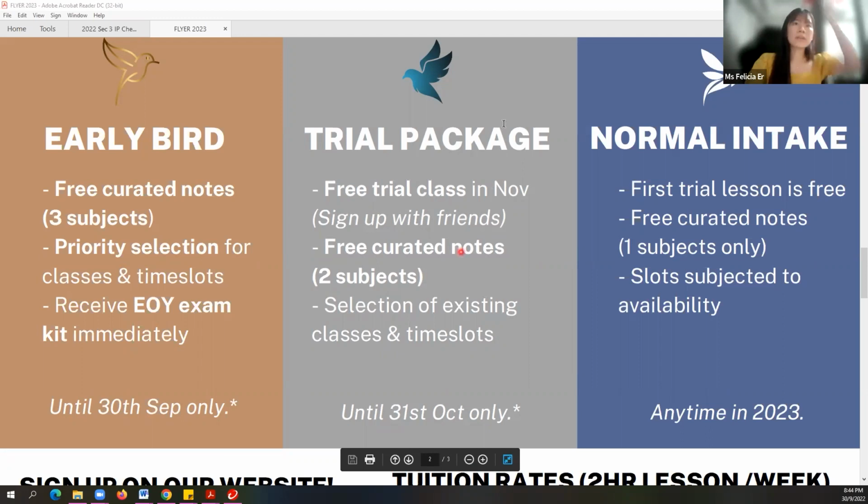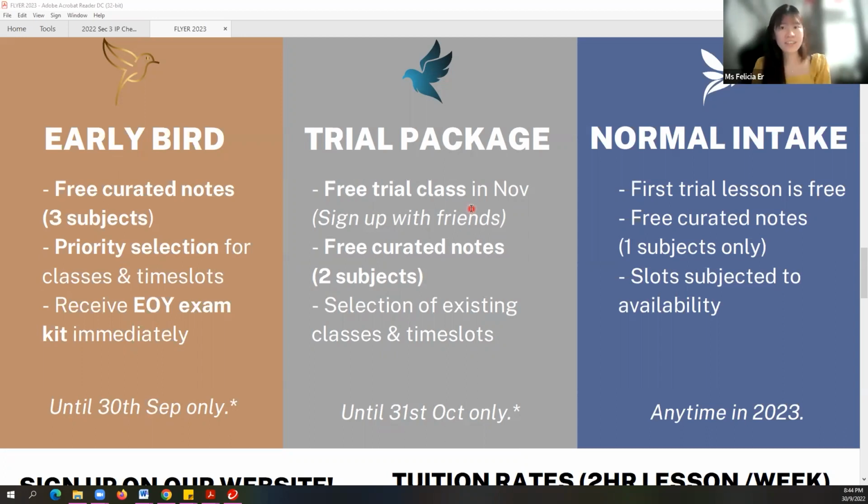If any of you have travel plans but you still want to sign up for either the early bird or the trial package, you just need to indicate in the comments on the sign up page that you prefer to start in Jan. Then we will take note that your start date will be in Jan. So it is still okay to sign up now, even if you want to start only in Jan.